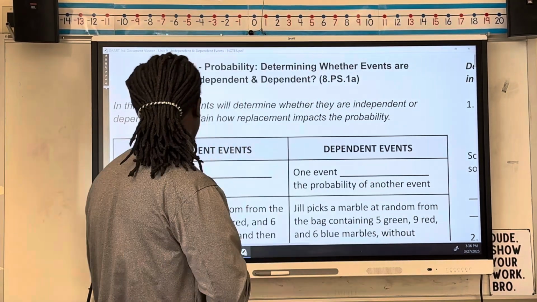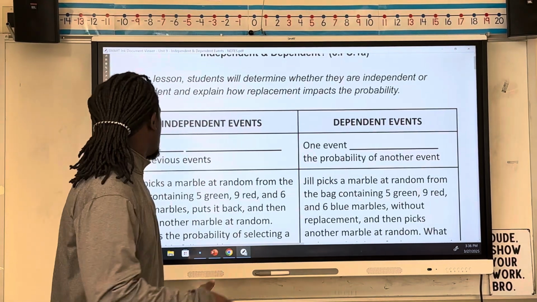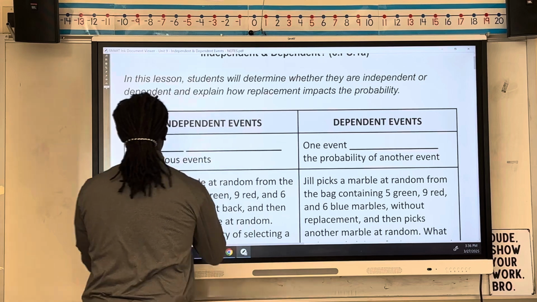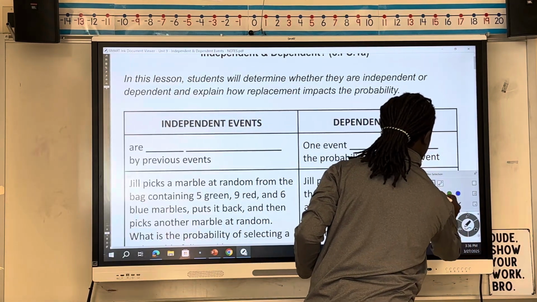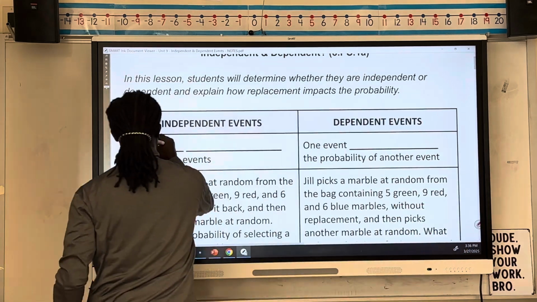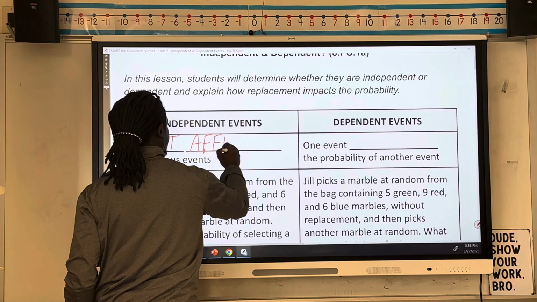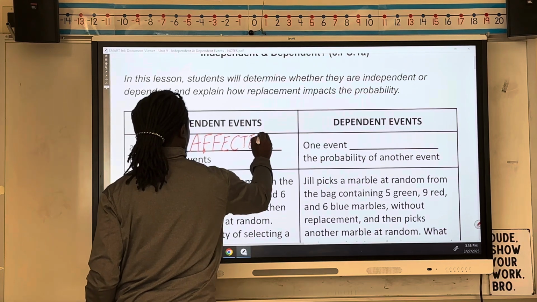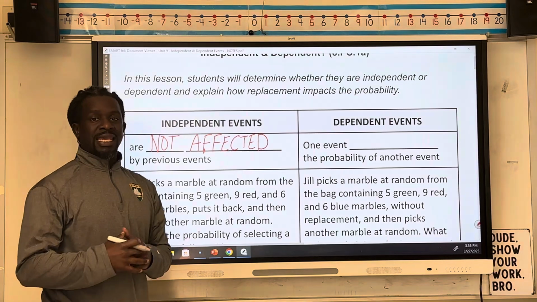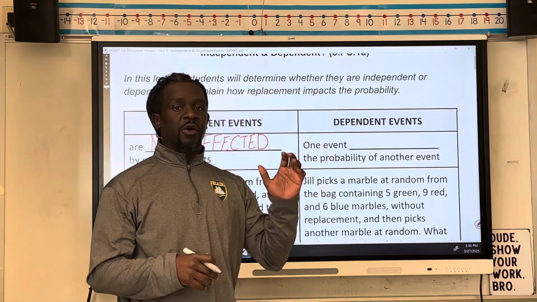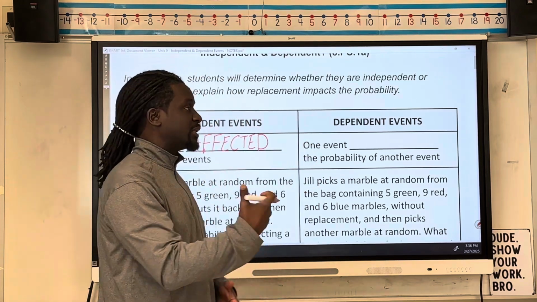And so, first, I'm going to go ahead and define them, all right? So, independent events are events that are not, okay, they are not affected by previous events, okay? And so in probability, what this means is the first event does not have any effect on the second one, okay?